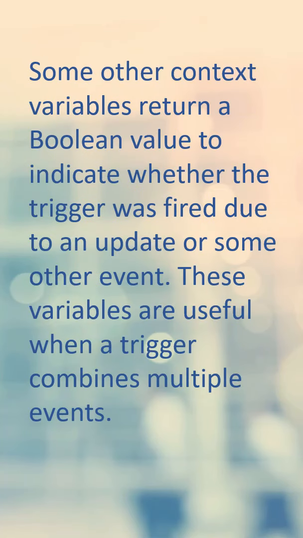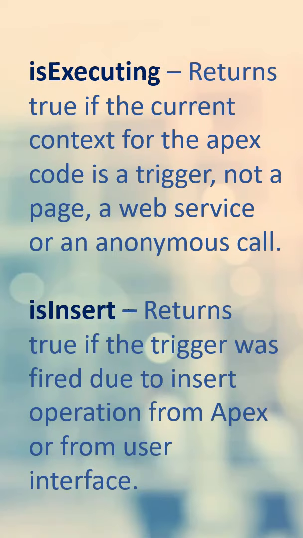Some other context variables return a boolean value to indicate whether the trigger was fired due to an update or some other event. These variables are useful when a trigger combines multiple events like before insert, before update, or after update. Let's talk about them in brief. isExecuting returns true if the current context of the Apex code is a trigger. It returns false when it gets called from a Visualforce page or web service.